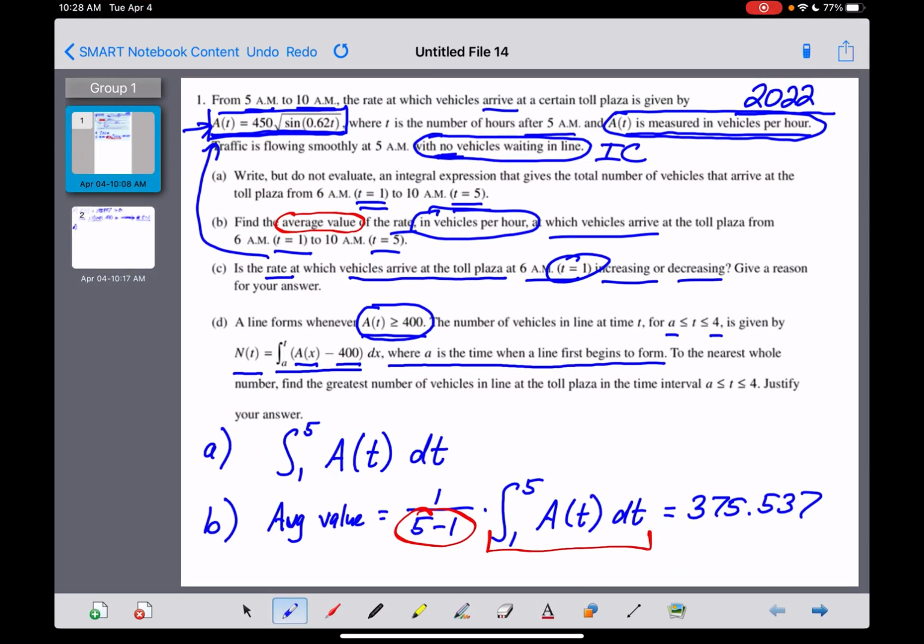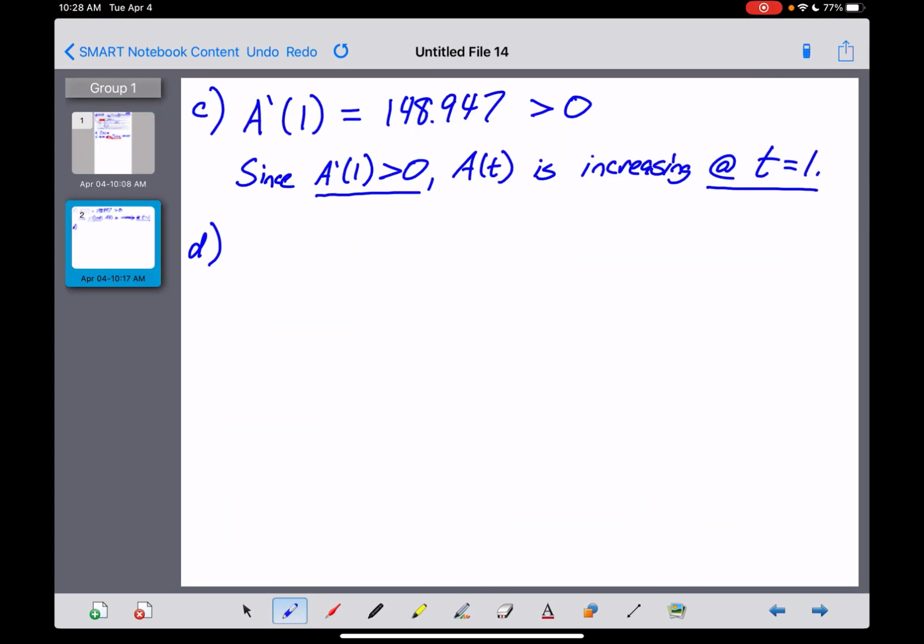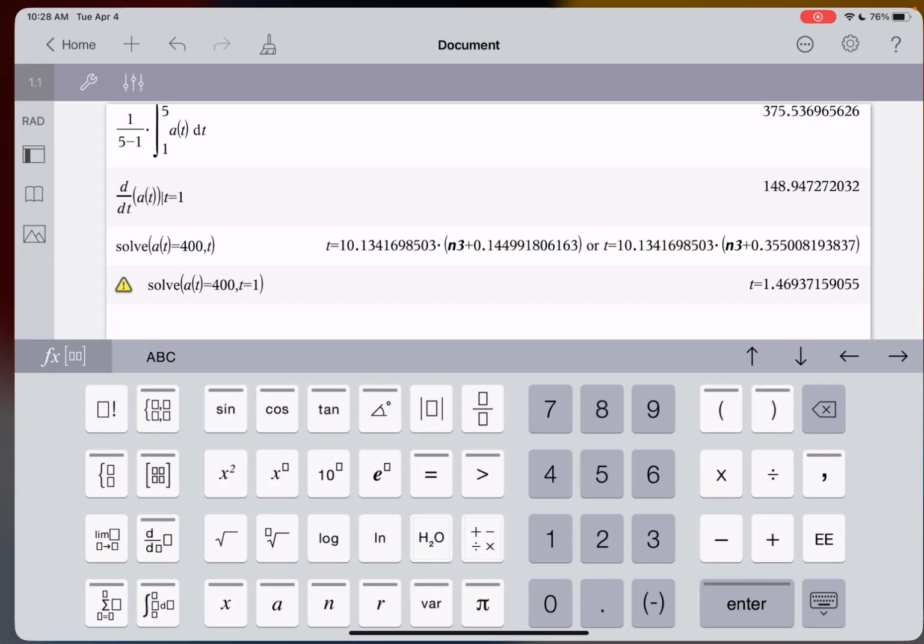So let me stop right here. Let me go back to my paper, and let me write down what it is that I'm doing, trying to explain my thoughts to the grader here. We want to know when this a of t function is equal to 400. So that occurs at t equals, and the first solution we just came up with was 1.469.